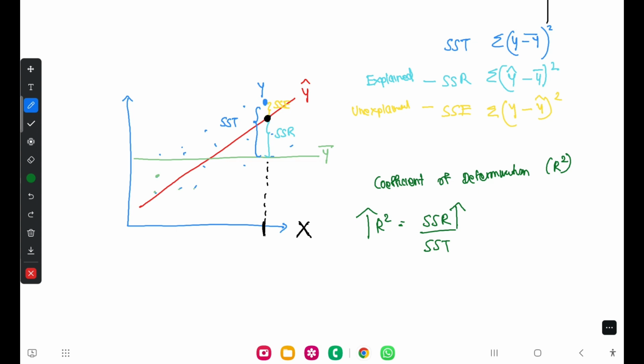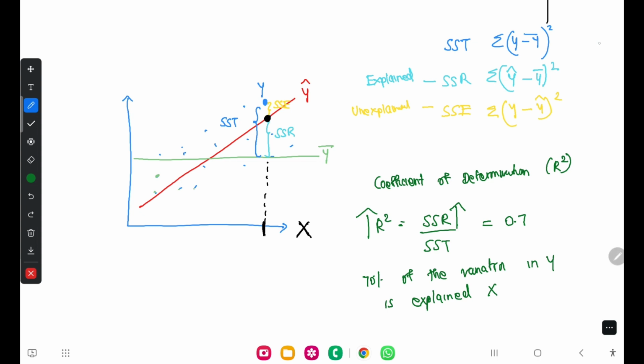Alright. So if I've got an answer like 0.7, that means 70% of the variation in Y is explained by X. For example, if X was study hours and Y is marks, we would say 70% of the variation in our marks is explained by the study hours.